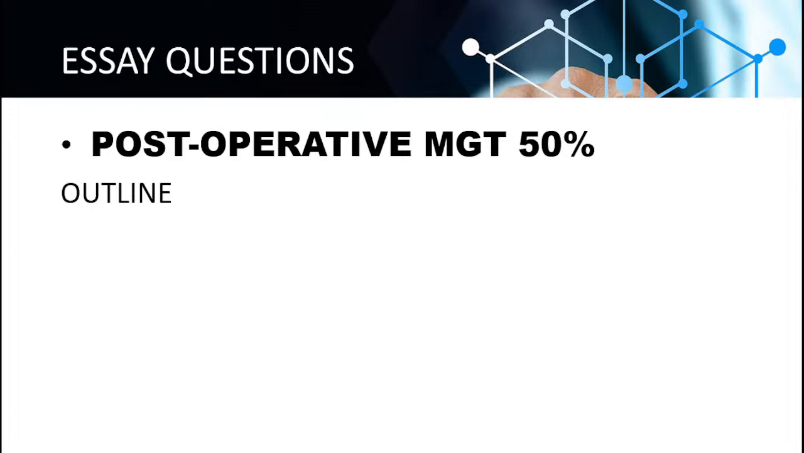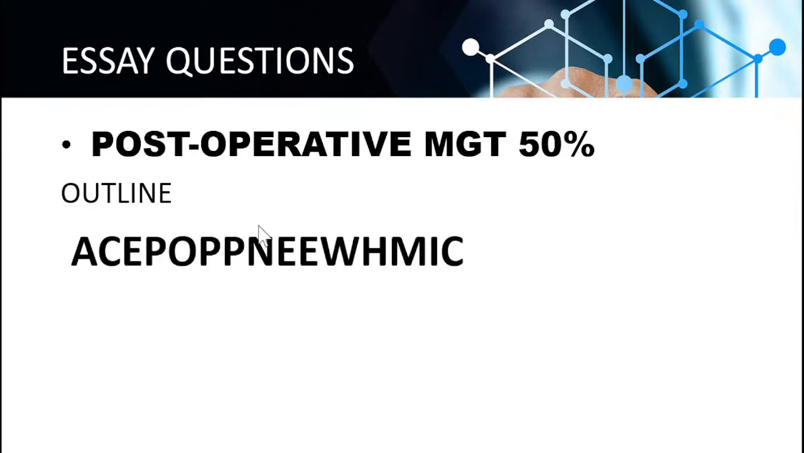What is the outline for post-operative management? Make sure to have these headings around. ASAPOP, new HMIC, okay? ASAPOP, new HMIC. What do these letters stand for? A is for aims. C for collection of patient from theater. E is for environment. P stands for positioning. Your O is for observations. The other P is for pain management. So the first letters I've mentioned, that's A, C, E, P, O, P, is for immediate post-operative care.